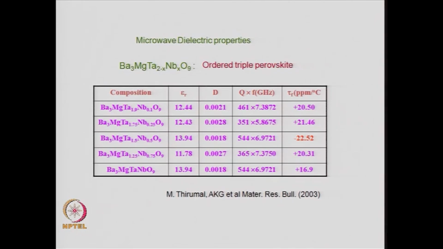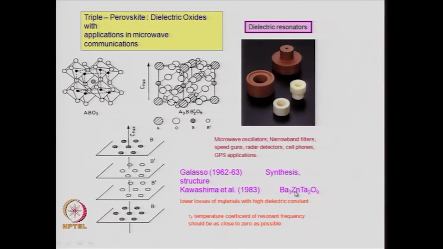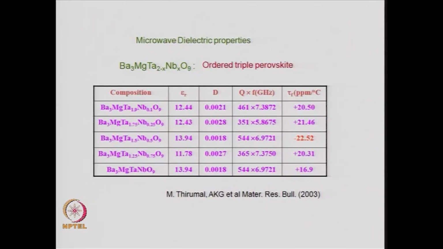And you can think of many new compositions. This is one of them, and I said you can make these compounds with magnesium, with nickel. You can change tantalum with niobium. So, the formula will become Ba3ZnNb2O9. So, a lot of variations are possible on this structure, and many people have worked on this and have tried to improve these materials. This is one such case where we are looking at Ba3MgTa2O9, where the tantalum has been partially substituted with niobium.